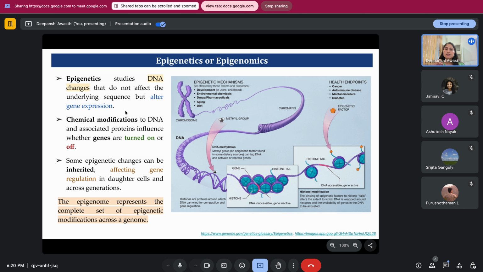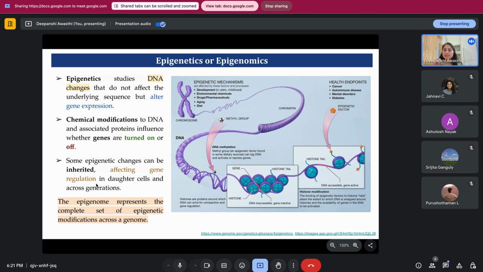So there are cytosine bases which are present in the DNA, and they could get methylated. That is one kind of modification of a nucleotide base, which is referred to as an epigenetic change or epigenetic modification. These chemical modifications to DNA can decide whether a gene will be turned on or turned off. And there are some epigenetic changes which can be inherited and which will also affect the gene regulation in daughter cells.